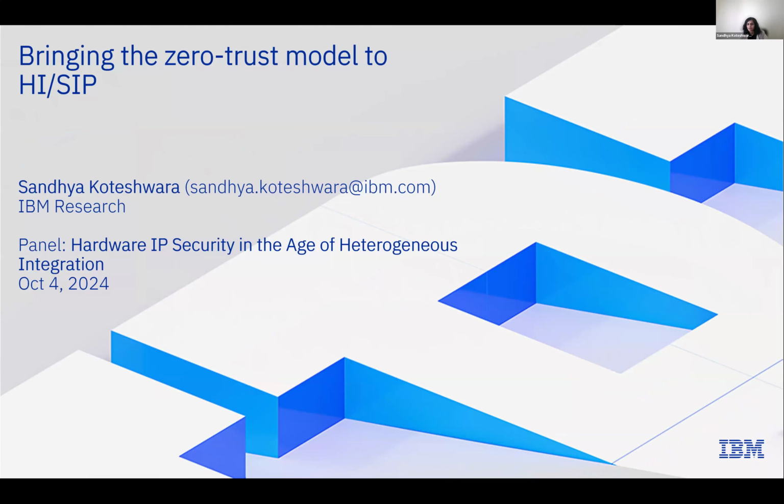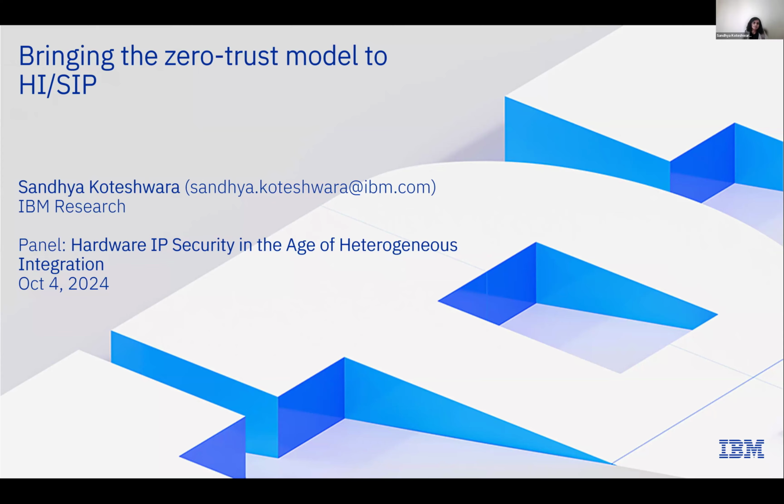My name is Sandhya Koteshpura. I work at IBM as a staff research scientist. I've been working here for the last 6 years, and before that, I did my PhD from University of Minnesota in the area of hardware security research. So I've spent roughly around 5 years in the academic community on this topic, and the last 5 to 6 years in the industry. So I have a good perspective of how the different problems are dealt with in both systems.